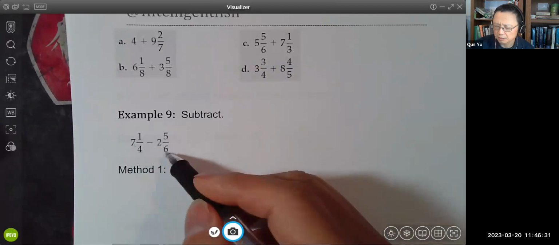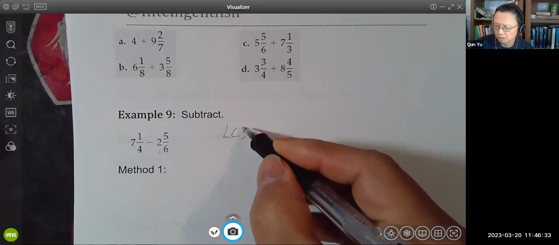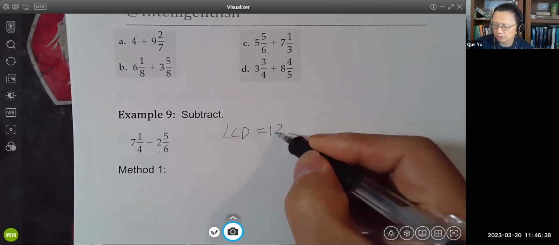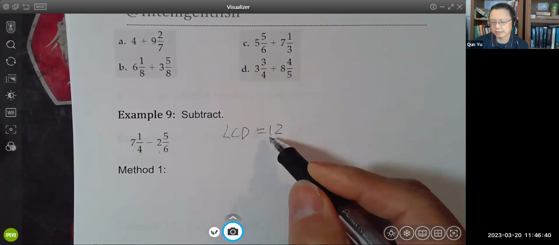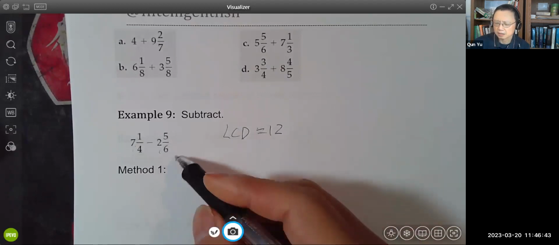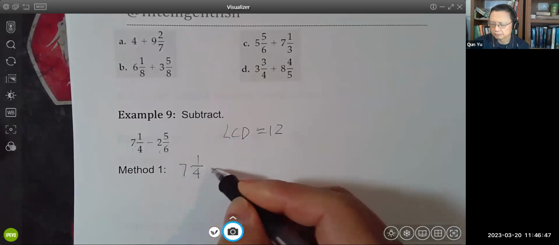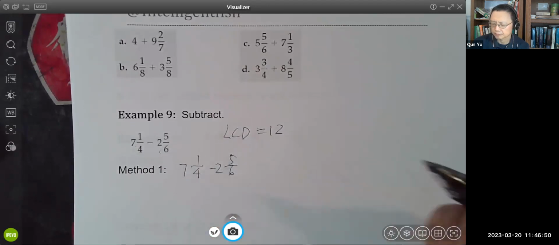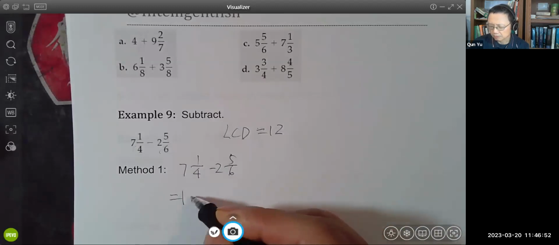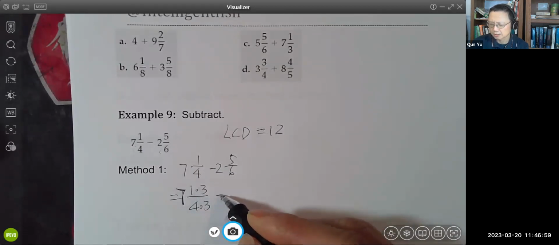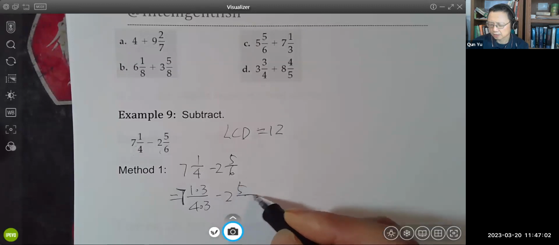They have different denominators. We need the LCD first. So the LCD between 4 and 6 is 12. This is an easy one, so I'm not going to go into details to do the LCD. So it goes like this. Equals, we need 12 on the bottom, so 4 has to be times 3, right? Times 3. And 6 to 12, we multiply by 2 on both sides.